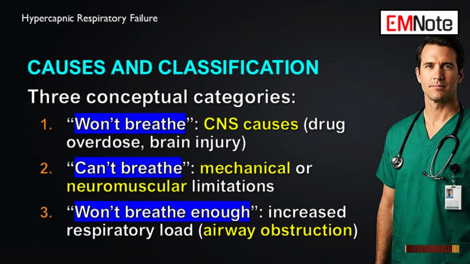Let's talk about management. There's a really useful conceptual framework: won't breathe, can't breathe, or won't breathe enough. It's a great mental shortcut. It helps you target your interventions immediately. So won't breathe is pretty clear. That's your CNS depression. Reverse the overdose. Address the brain injury. And can't breathe. That's a mechanical problem. You need to fix the bronchospasm in a COPD patient or treat the underlying neuromuscular issue. It's about removing the barrier.